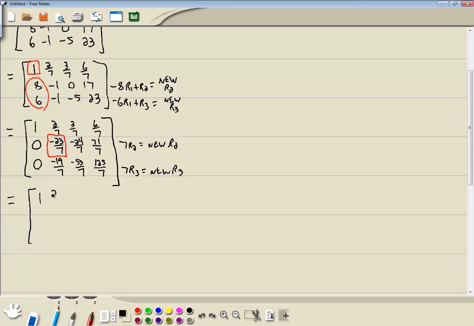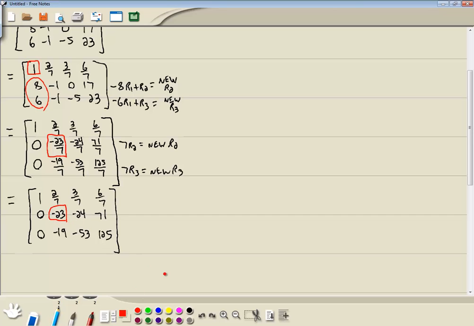Okay, so we've got 1, 2 sevenths, 3 sevenths, 6 sevenths. Multiply everything here by 7. 7 times 0 is 0. 7 times negative 23 sevenths is negative 23. 7 times negative 24 sevenths is negative 24. 7 times 71 sevenths is 71. 7 times 0 is 0. 7 times negative 17 sevenths is negative 19. 7 times negative 53 sevenths is negative 53. 7 times 125 sevenths gives us 125.